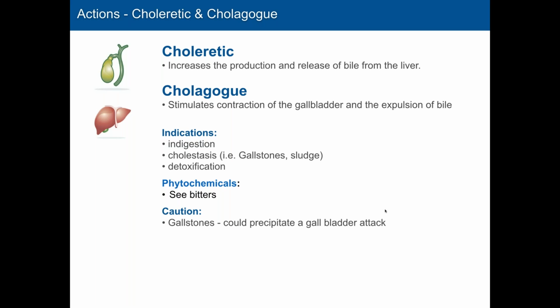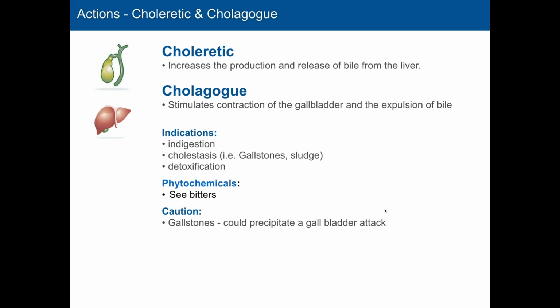Choleretic and cholagogue, these two terms are closely related. So chol refers to cholesterol. I'll give you the breakdown for the name. Cholesterol is the building block for making bile. So that's why choleretics and cholagogues are referring to the effect that they have on bile. Now, a diuretic, as you know, increases the production of urine. A choleretic increases the production of bile.